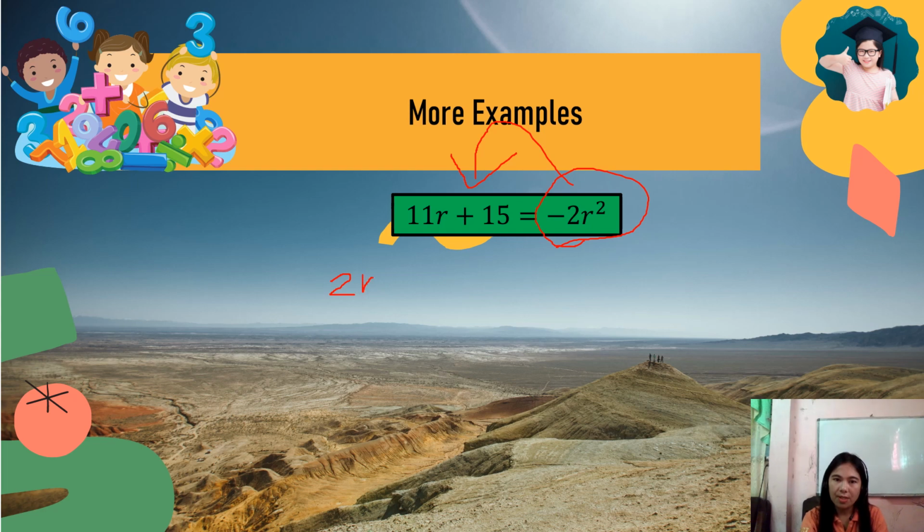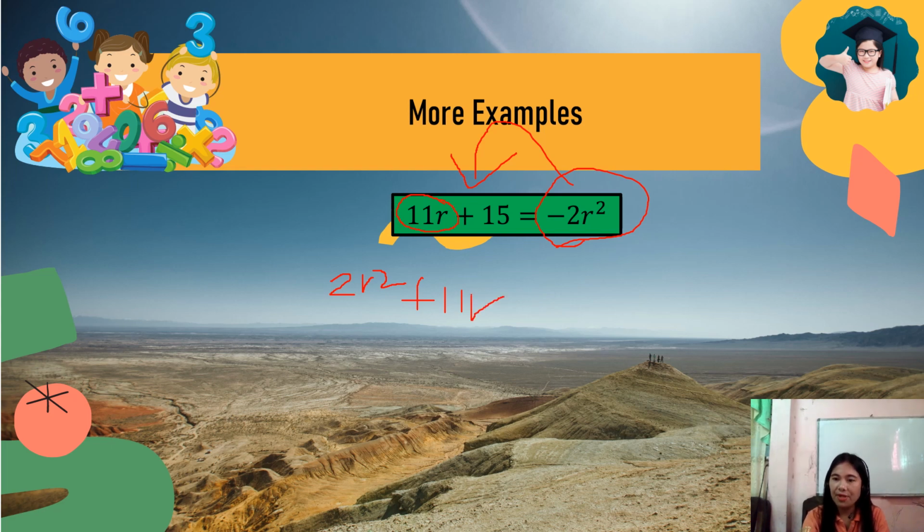So, it will become 2r squared. Okay? Next to this is ax squared plus bx. So, bx yung kasunod, therefore, kailangan natin yung linear term. Dito, nandito lang yung linear term natin. So, madali na lang. So, no more changing of signs kasi nandyan lang siya sa pwesto niya. So, let's just have positive 11r.